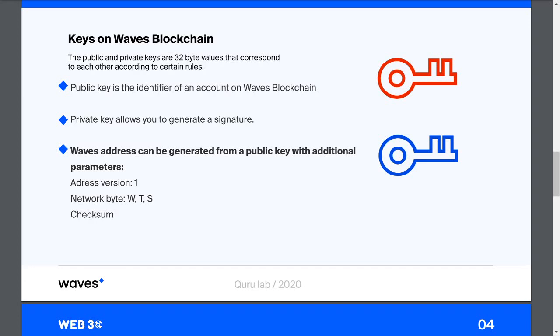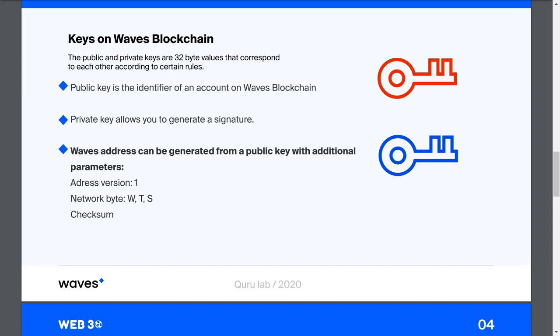The public key here has to do with, just as the name implies, the public key. Public, anyone can see it. It has no risk showing it to anyone. But your private key, as the name also implies, is private to you. So your Waves public key and your Waves private key are entities of your Waves account. The private key is a 32-byte value, and the two correspond to each other according to certain rules.